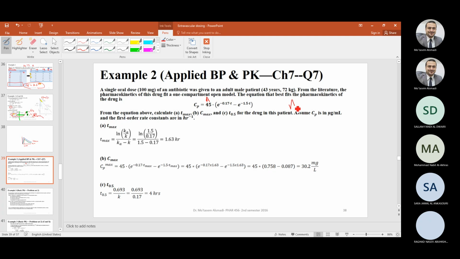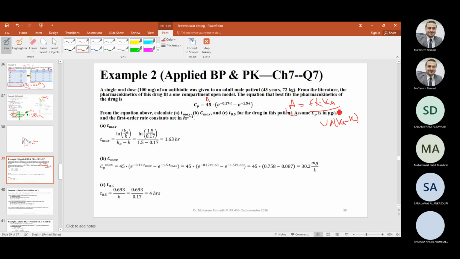So this is the only thing that will be modified, which is equal to what? Capital A. Capital A is equal to F multiplied by the dose divided by Vd, multiplied by Ka divided by Ka minus K. So if I change the dose, the only thing that will be modified is this capital A, because the F will not be modified, the Ka, the Vd, the K will not be modified also, right?